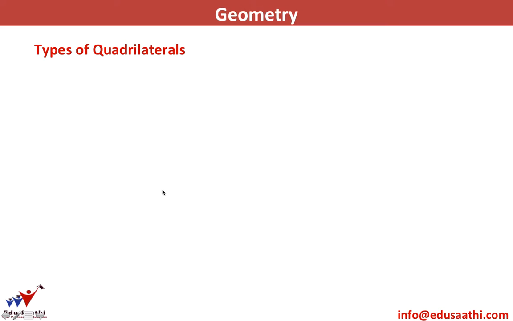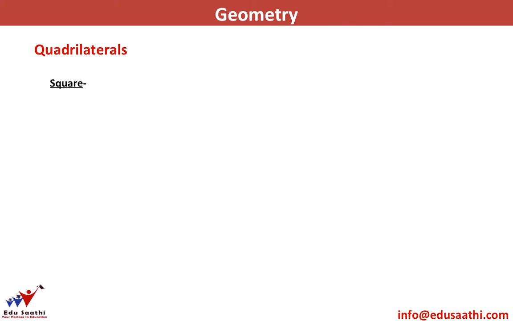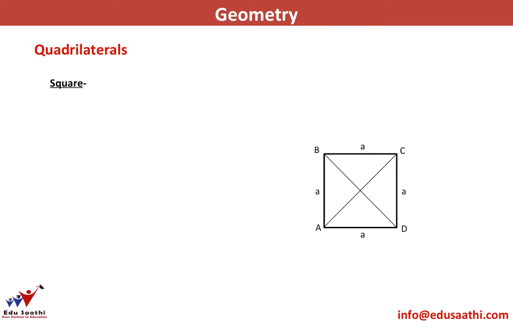Now there are special kinds of quadrilaterals that I need to understand. We'll be starting with square, followed by rectangle, parallelogram, rhombus, and we'll end with trapezium. So let's understand a square first. A square looks like what you have on your screen.